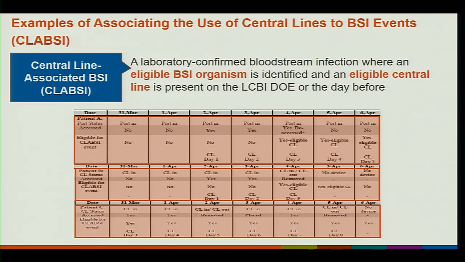And finally, patient C. Patient C becomes eligible for a CLABSI on 3-31 through 4-6 because a central line had been in place greater than 2 consecutive calendar days. A BSI date of event occurring on the day of or the day after device removal or patient discharge is considered a device-associated infection or a CLABSI. Although the central line was removed on 4-2, the patient remains eligible for a CLABSI event through 4-6 because a full calendar day did not pass without a central line in place. Therefore, the central line counts continue.